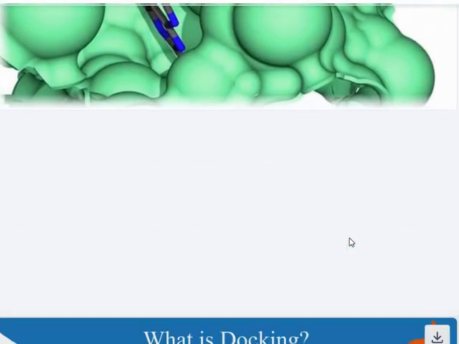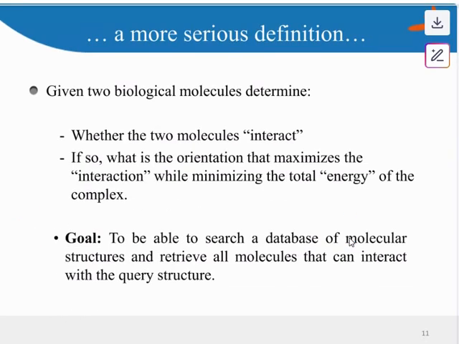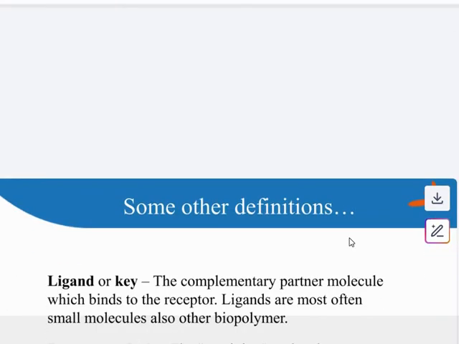So molecular docking. What is docking? Docking attempts to find the best matching between two molecules. So whether the two molecules interact, and if so, what is the orientation that maximizes the interaction while minimizing the total energy of the complex. The goal is to be able to search a database of molecular structures and retrieve all molecules that can interact with a query structure.